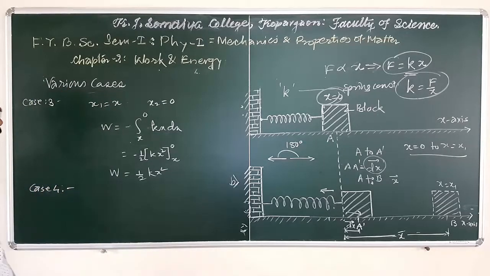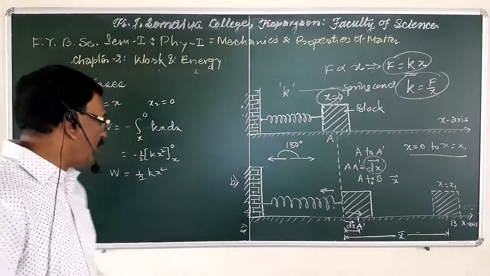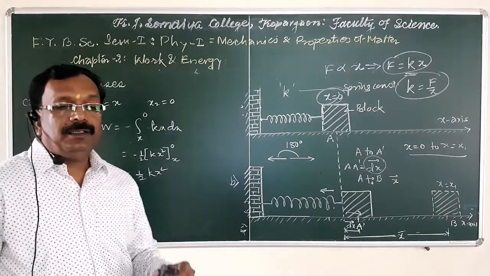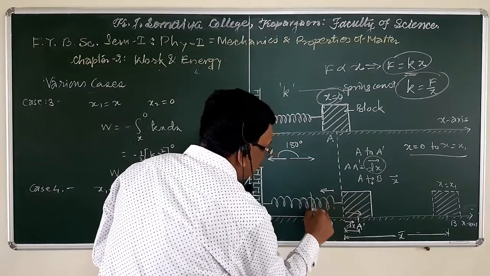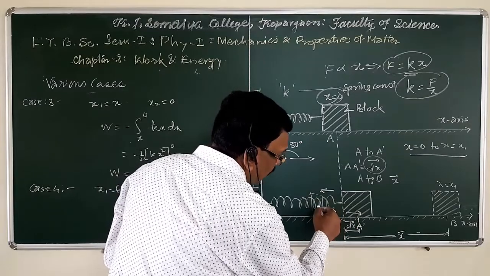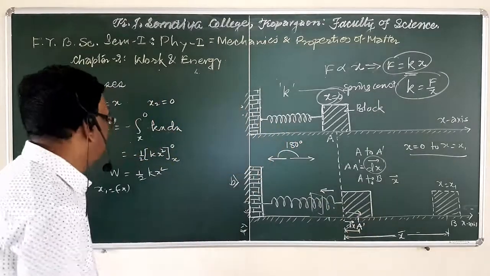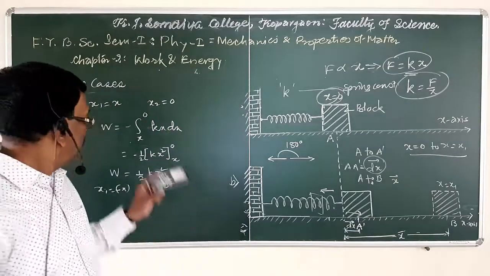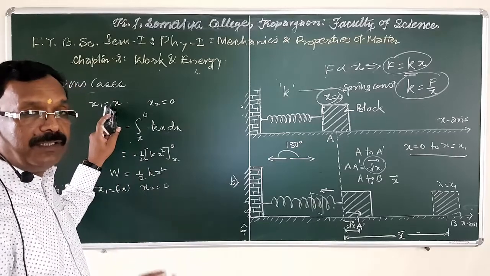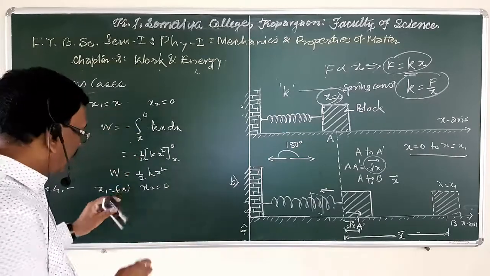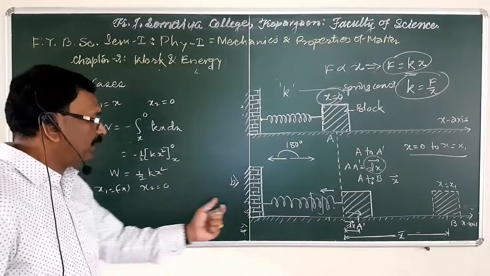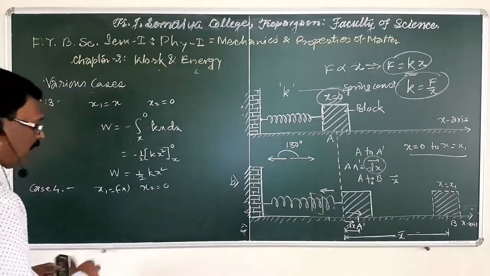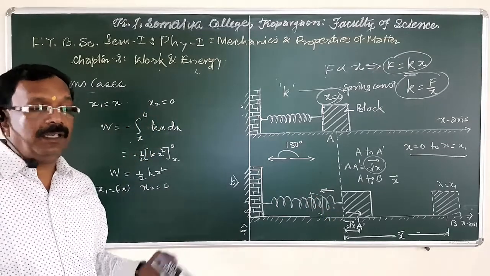In case 4, what happened? Initially, the spring is in compressed position, that is x1 is equal to minus x. And again, suppose this spring is in this position, compressed position. When we release the force, it again goes to natural position. So x2 is equal to 0. And when in case 4 the spring is in compressed position and we release the force, it goes to natural position. So here the limit is minus x and x2.